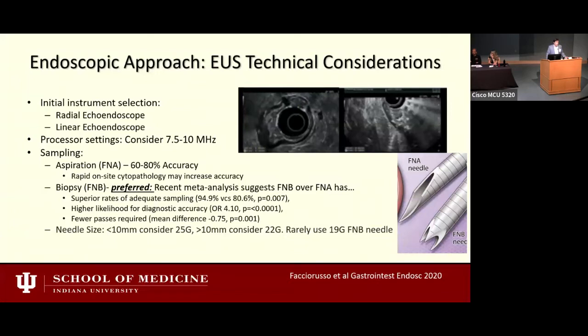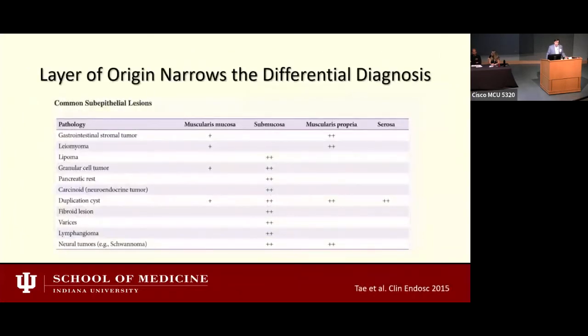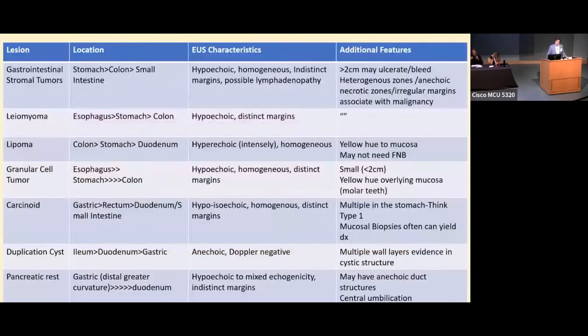And if you're using a core biopsy needle, it's very rare that I have to use a 19 gauge needle on those patients. So this is for your review of layers, but this emphasizes the point that the layer of origin really narrows down the differential diagnosis. Again, you're taking this list of 15 different lesions and very rapidly decreasing it to a handful of lesions. And when you pair that with the ultrasound characteristics of the abnormality, of which there are some distinctive ones, and the location within the gastrointestinal tract, I think you're able to already, before you even perform FNB, narrow that differential diagnosis down to about 2 or 3 lesions.